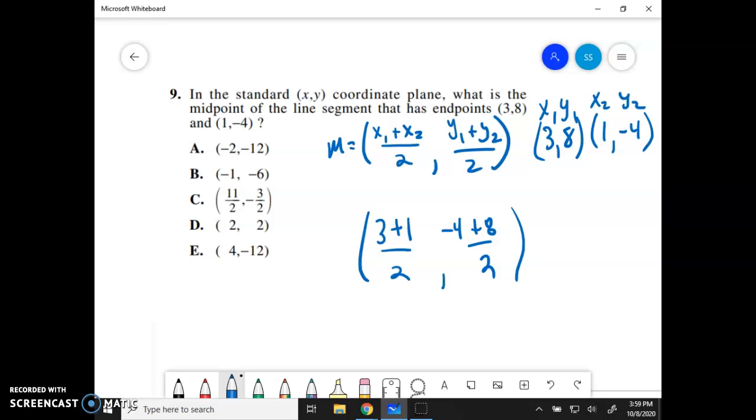We're going to get 3 plus 1 over 2. 3 plus 1 is 4, divided by 2 is 2. -4 plus 8 is 4, over 2 is 2. And there we go, there's the midpoint.